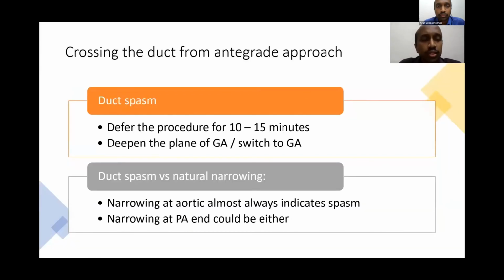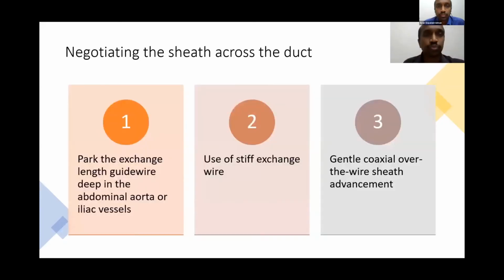Another aspect to be cautious about from the venous approach is the occurrence of duct spasm, in which case one can defer the procedure for 10 to 15 minutes to allow the spasm to wane off, or we can deepen the plane of general anesthesia or switch over to general anesthesia. If you have narrowing in the aortic end of the duct, it is almost always related to spasm, unlike narrowing in the pulmonary artery end, which may be due to natural narrowing of the duct as well.